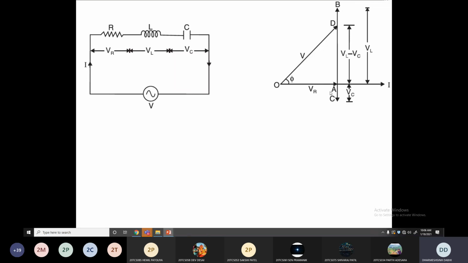Next, draw the vector of VL, the voltage drop across the inductor. I draw the vector AB, which is 90 degrees with respect to the current vector, because we know that the current lags behind the voltage across the inductor by 90 degrees. So draw an exactly vertical line, 90 degrees with respect to the current vector. AB is the vector of VL, represented here by VL.